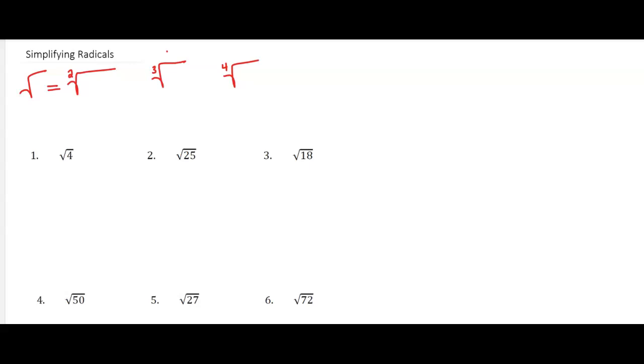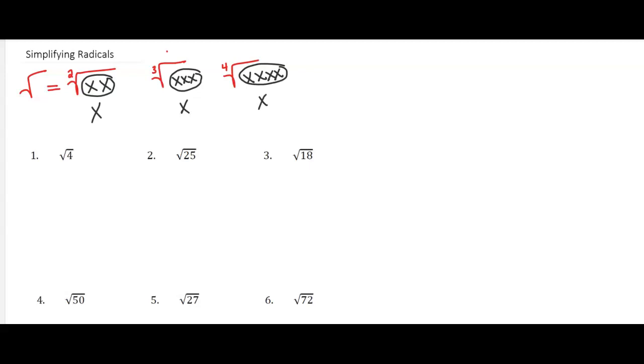The difference between all these is what it takes to get something out of the root. When you have a square root, in order to take something out, you have to have groups of 2. And so I can take out one group of 2. For a third root, you have to have groups of 3. So I can take out one group of 3. And then a fourth root, you have to have groups of 4. And so I could take out one group of 4.